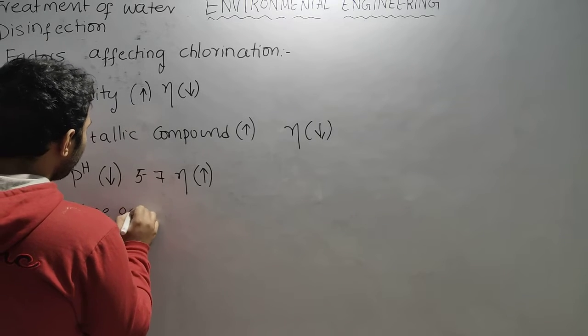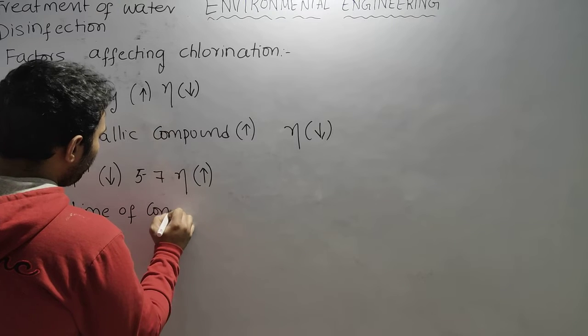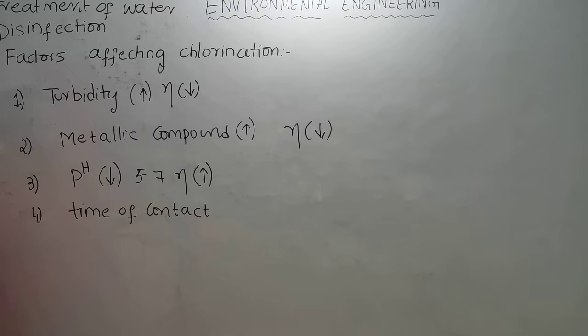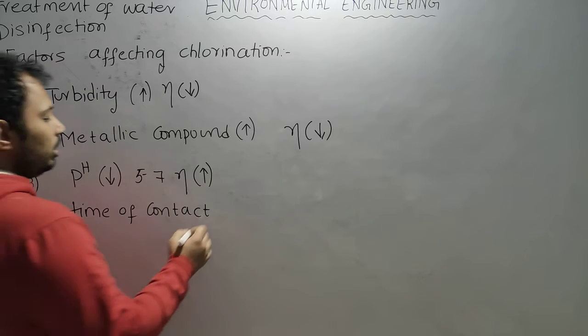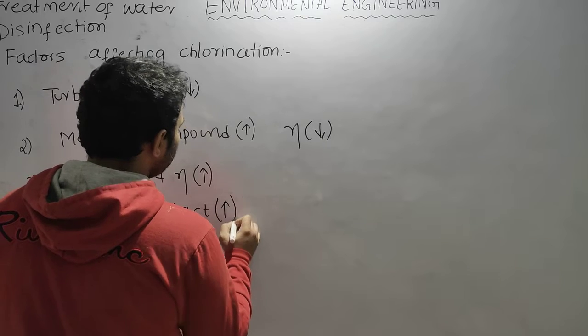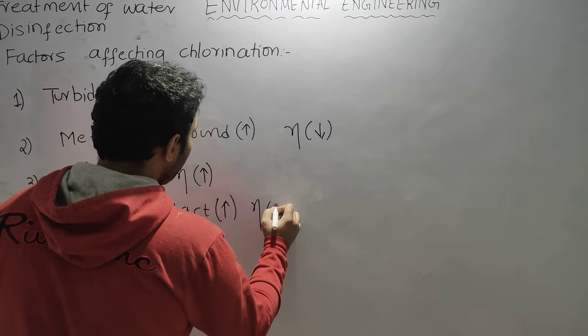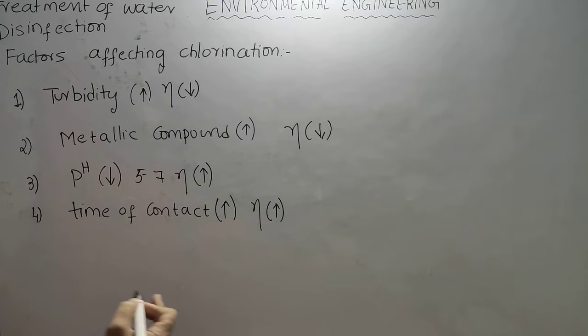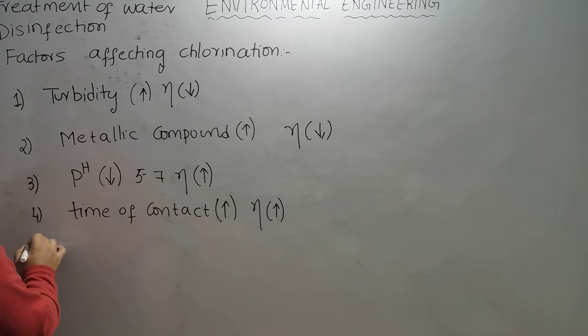So the more time you keep in contact with the chlorine, the greater the disinfection efficiency. If you provide more contact time, the disinfection efficiency increases, because you are providing more time in the chlorinator, so you have more contact with the chlorine. That means more disinfection is possible when you have more contact time.